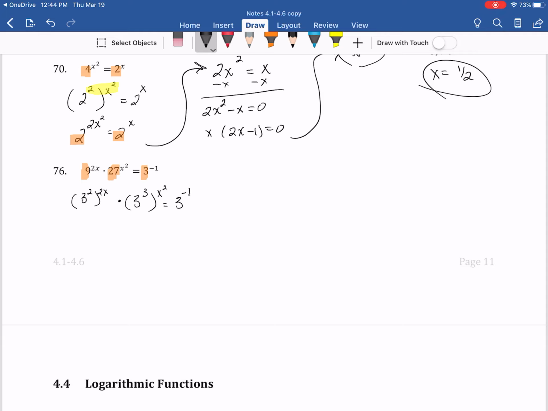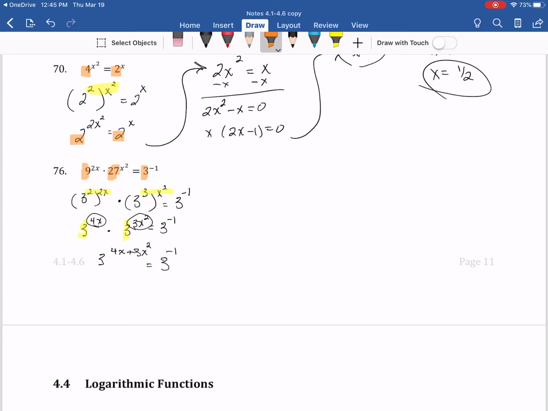Properties of exponents tell us that when you have a power to a power, you multiply. We end up getting 3 to the 4x times 3 to the 3x squared equals 3 to the negative 1. We have another property of exponents that tells us when we are multiplying same bases together, here and here, we will end up adding those exponents. We're going to be adding the powers. Property of exponents allows us to say that. So now we have 3 to the 4x plus 3x squared equals 3 to the negative 1.